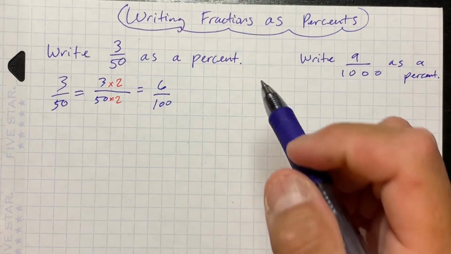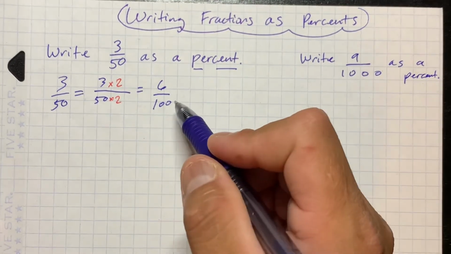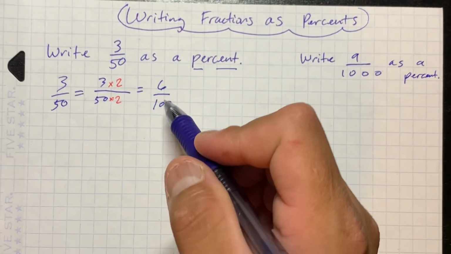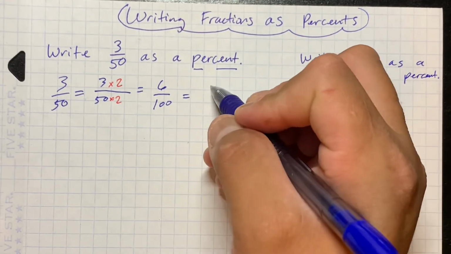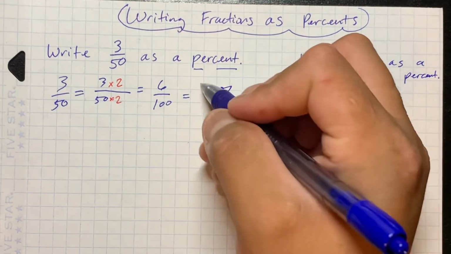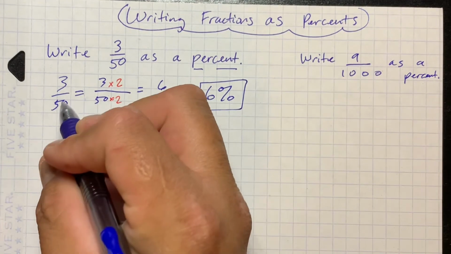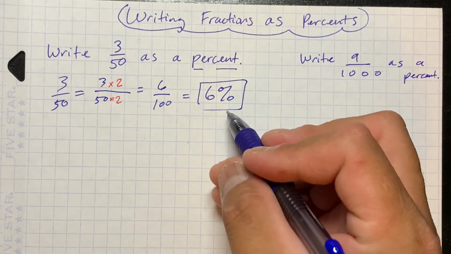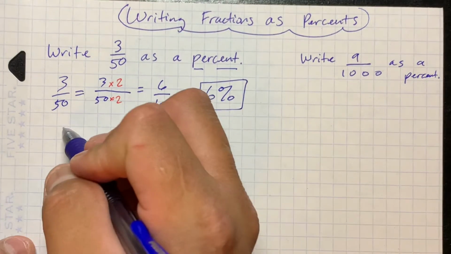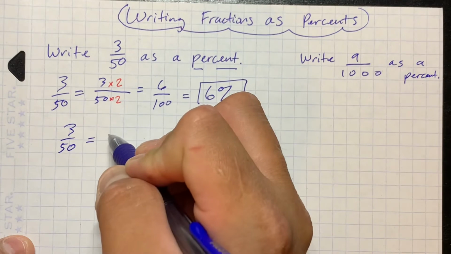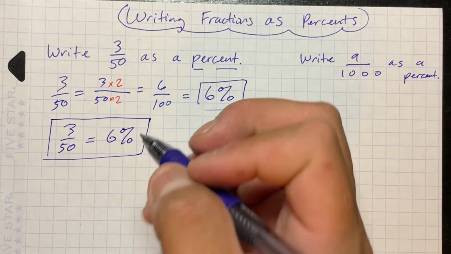Remember, percent means per 100, meaning that the denominator for this fraction has to be 100. Now 6 over 100 is going to be 6%. Okay, there we go. So we just wrote a fraction as a percent. So 3 over 50 is going to be equivalent to 6%. And that, my friends, is the final answer.